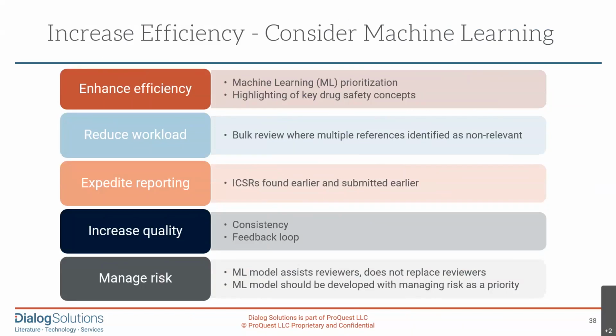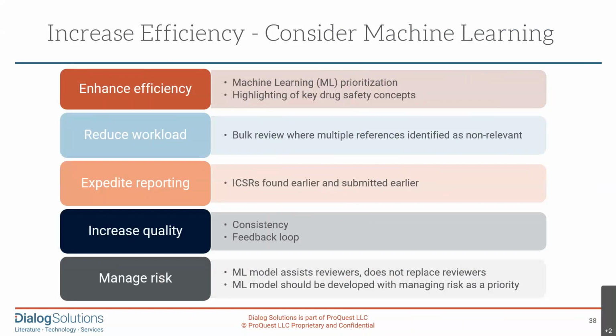We also think it can reduce the workload, because we think that there is a case where multiple references are coming through and they're obviously non-relevant. It could be very useful to bulk review them, so tick them all at once as non-relevant. We think it's important for expediting reporting and freeing up some of the time spent to get to case processing. We think that it can help serious ICSRs to be found earlier and therefore submitted and processed before non-relevant references are looked at.